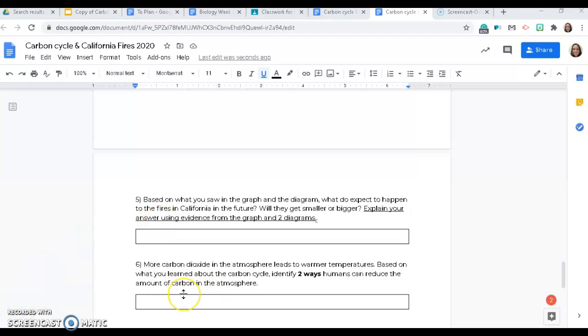And finally, you're going to answer this last question. You're going to use that initial diagram on the first page to identify two ways that humans can reduce the amount of carbon in the atmosphere.